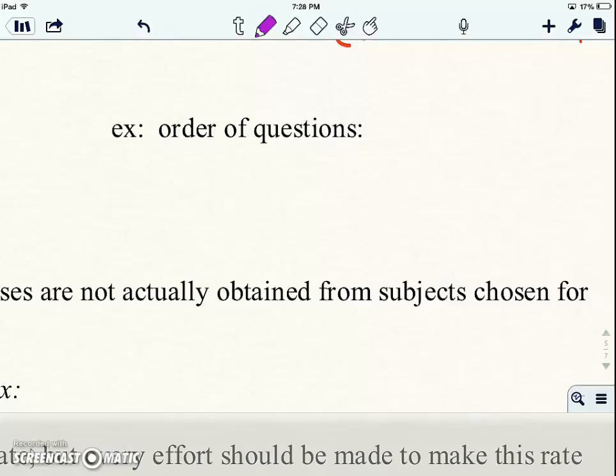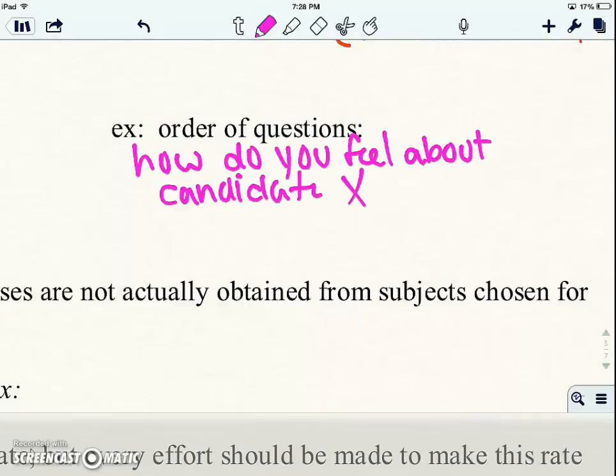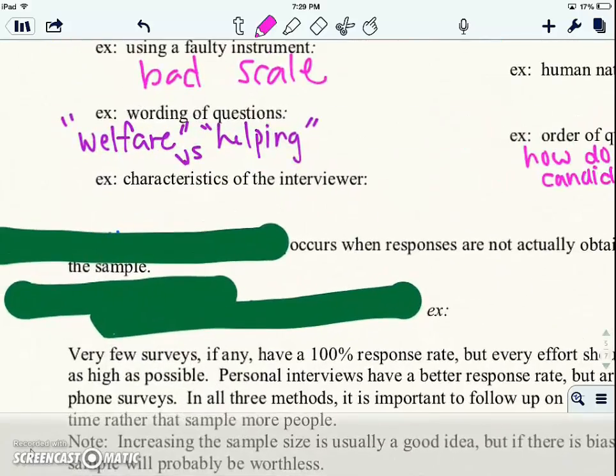Okay, the order of the questions matters, or you say, how do you feel about candidate X? If you had already asked about somebody they like a little bit before candidate X, it might color how they respond about candidate X. So if you are polling, you should mix up all the responses if they're multiple choice, because if they read a candidate they know more about or have strong feelings for, when they get down to the next candidate, it might change it. But if candidate X was first, they might respond differently.